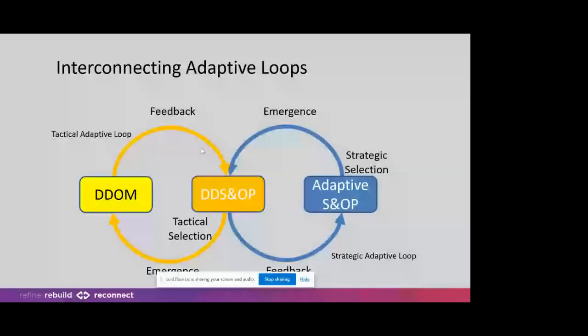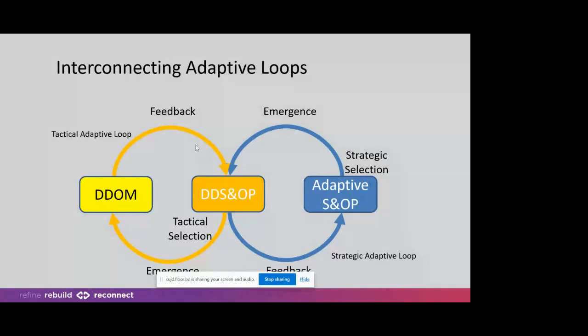So what the DDOM does is it takes the emergence in the tactical selection, this tactical adaptive loop, into the operating model and provides feedback to DDS&OP. So it's a closed loop. At the same time, Adaptive S&OP manages the strategic adaptive loop, where we have our strategic selection. Strategy must be affected by operational capability, and operational capability must be aligned with strategy. It is a bi-directional process.